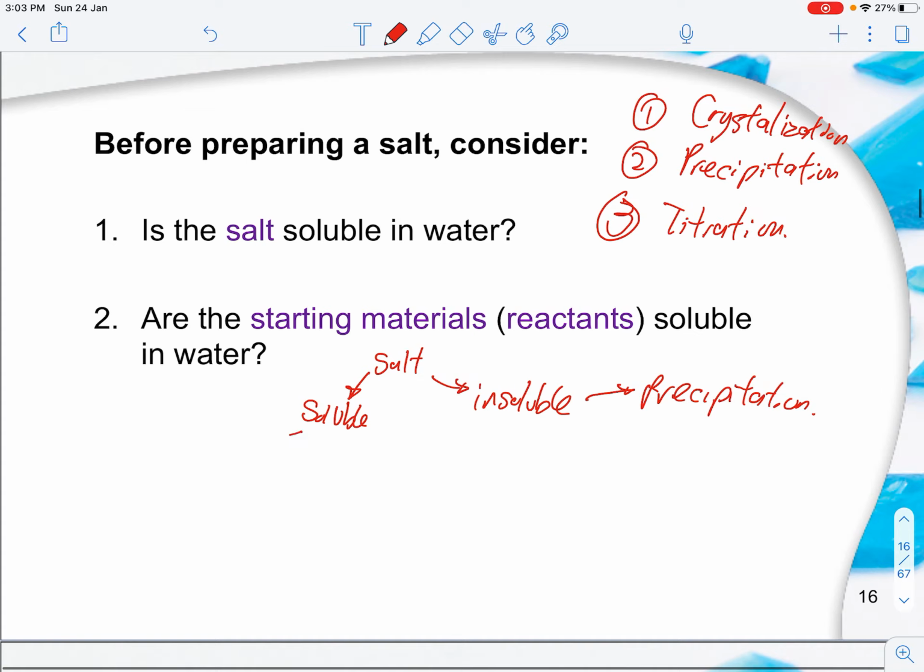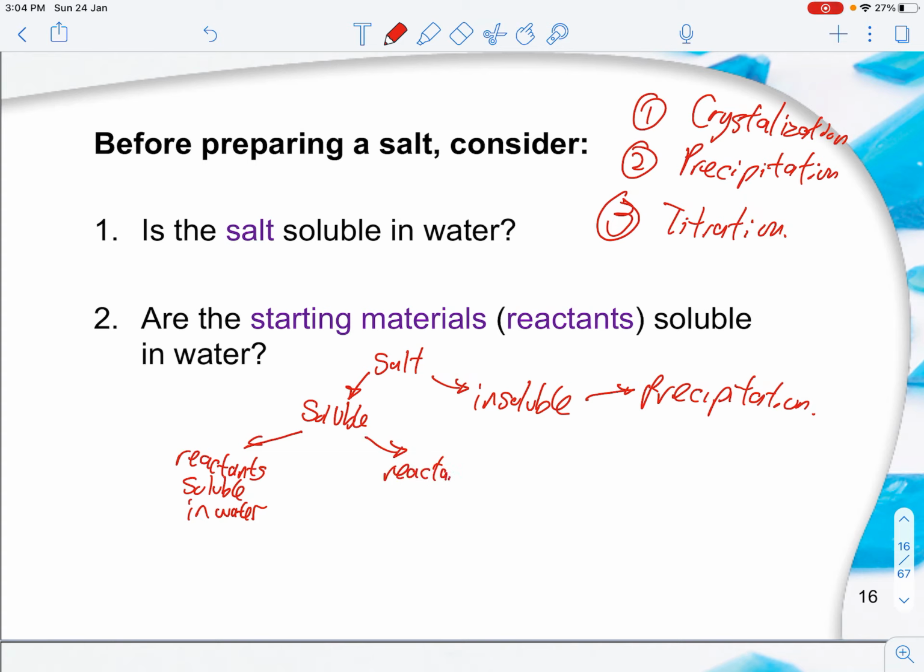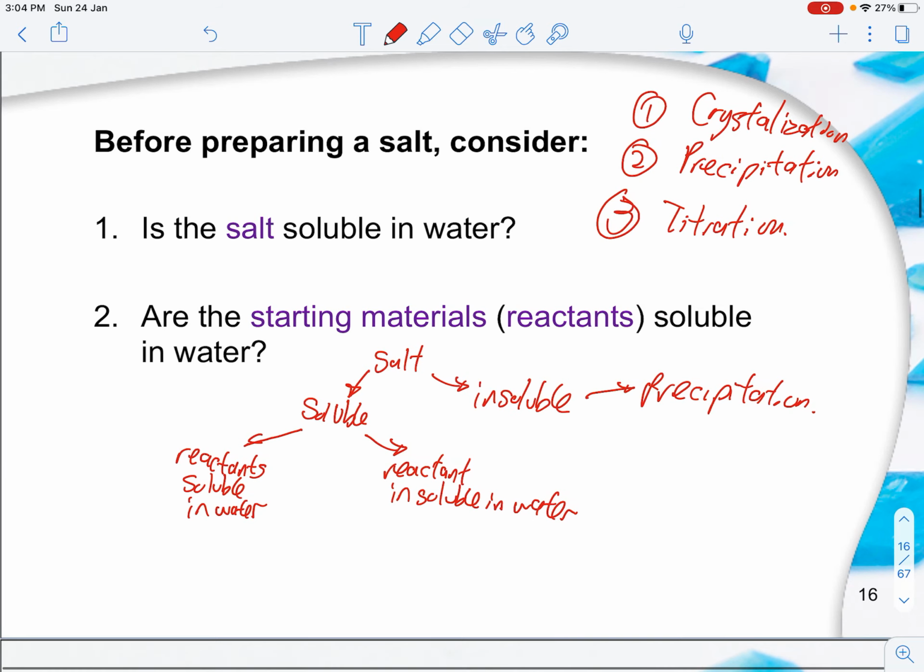For a soluble salt, the second question we'll raise is: is the reactant soluble in water, or is the reactant insoluble in water? If the reactant is soluble in water, you tend to use titration. If the reactant is insoluble in water, you will tend to use crystallization.